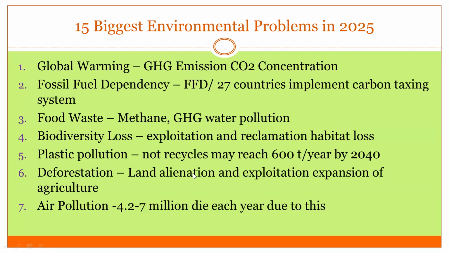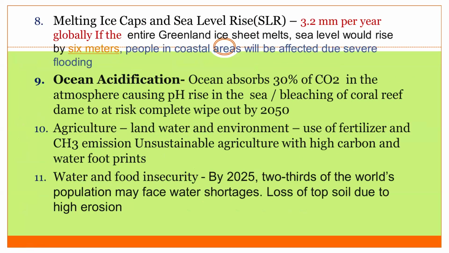Deforestation is the next hazard. It is land alienation and exploitation, expansion of agriculture. Air pollution. Have you come across these figures? 4.2 to 7 million die each year due to air pollution. Those who are vulnerable and susceptible in the population undergo hardships.